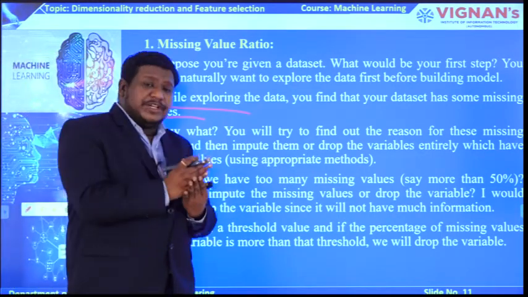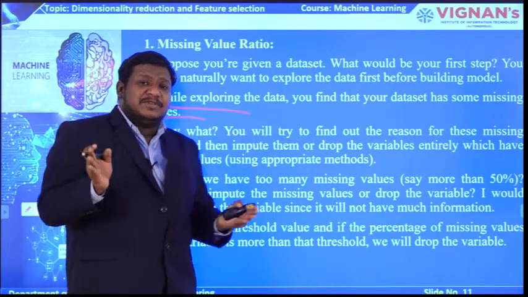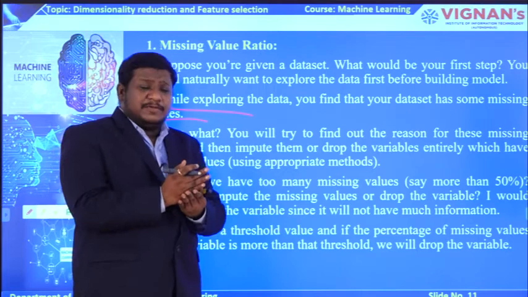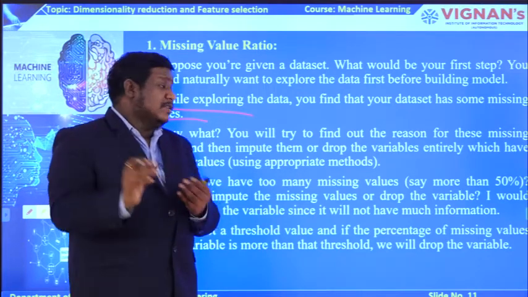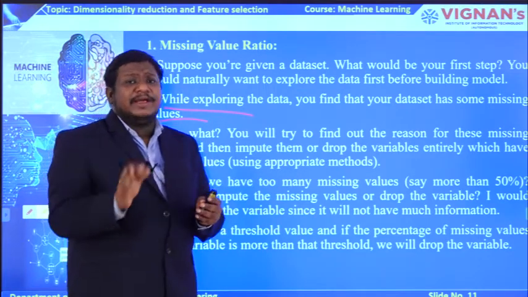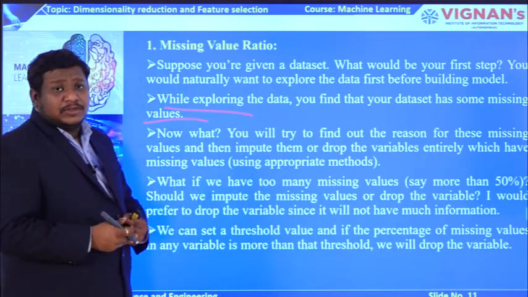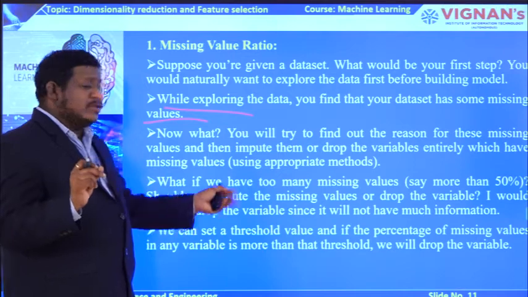So, now the question is whether you want to remove the missing values or keep them and continue. The only choice for better performance is dropping them or removing them from the actual data set. We can set a threshold value. Then the question is how to remove those values.